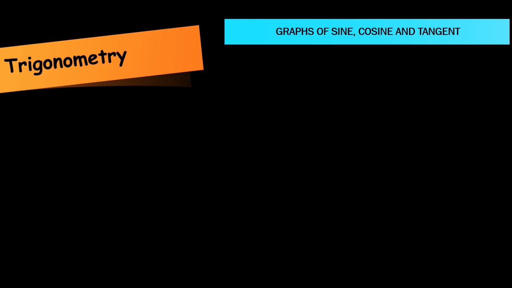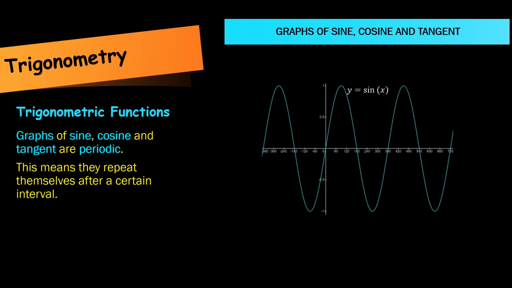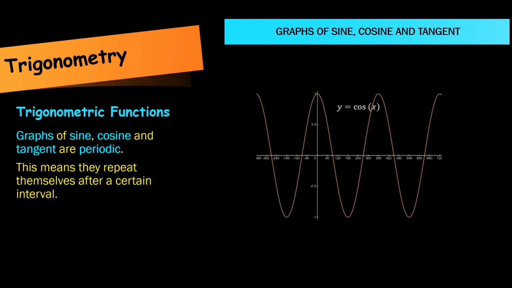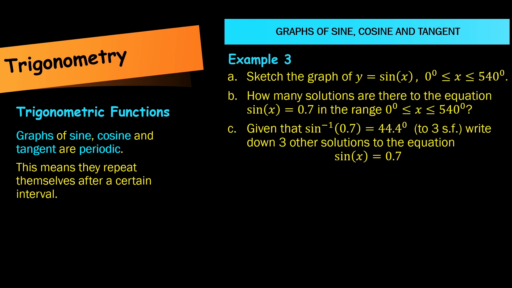Let's now remind ourselves of the graphs of sine, cosine, and tangent. The graphs of sine, cosine, and tangent are periodic. This means they repeat themselves after a certain interval. So here's the graph of y equals sine x, and here's the graph of y equals cos x, and here's the graph of y equals tan x. We will now take a look at an example which will allow us to see how we can apply graphs to solving equations.